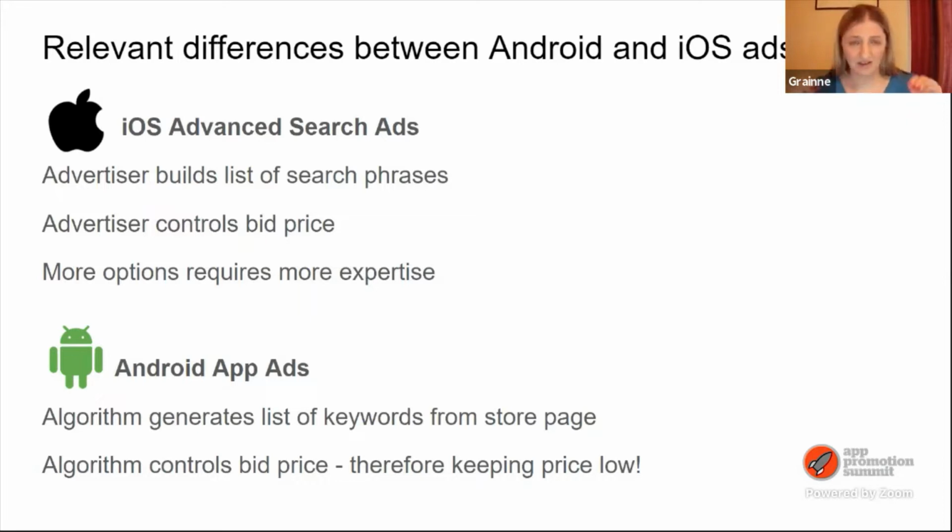On the iOS side, because these bids are set by humans, that seems to be raising the price up because we're bidding against each other. And the other thing I'd say about the iOS side is that it is the advanced search ads, so there are more options and you need a bit more experience and knowledge to set up an effective ad on that side. So the Android side makes it easy because there's very little that you have to set.